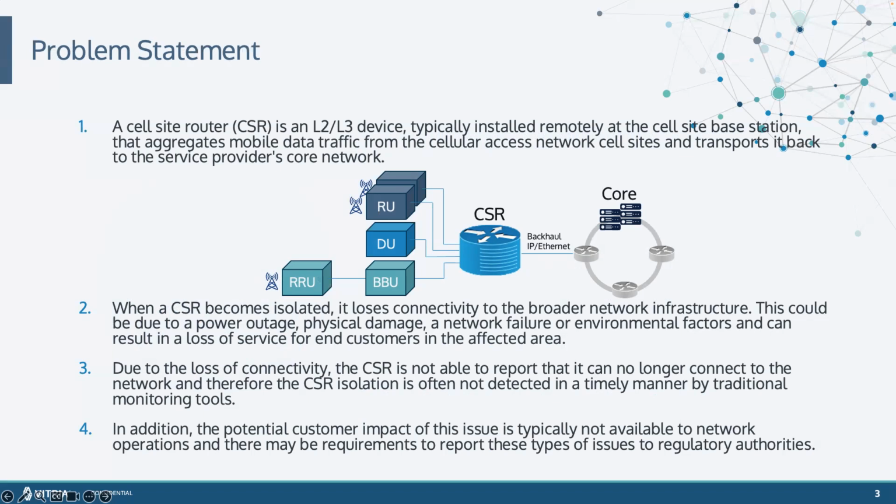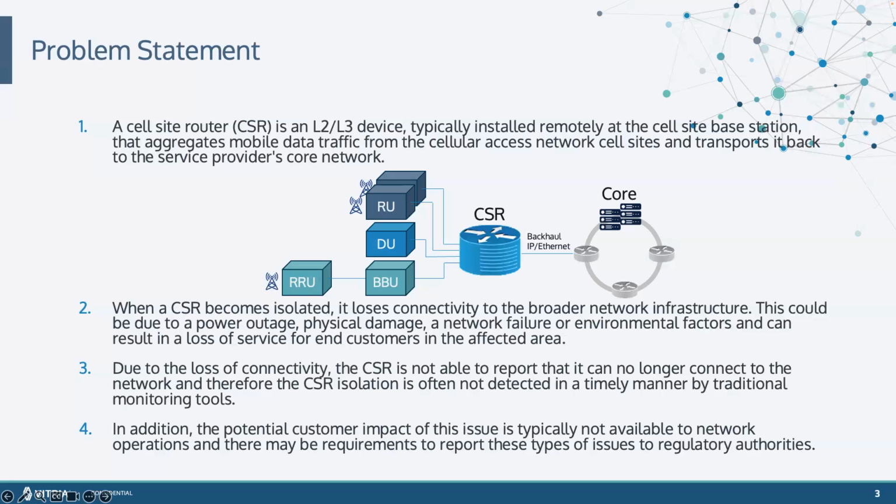Our demo today is based on an ORAN architecture where you have multiple ORUs and a DU connected independently to the CSR. The CSR is then backhauling that traffic to aggregation routers and to the core network. In an LTE or a 5G NSA network, you could have an RRU connected to a BBU, connected to the cell site router, and then backhauling that traffic to the network.